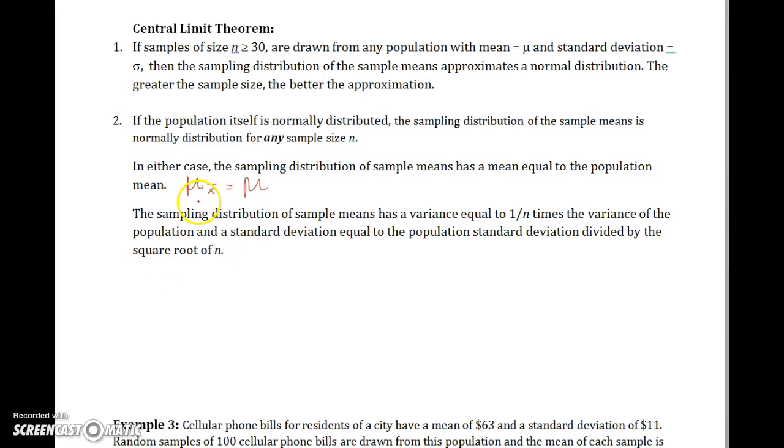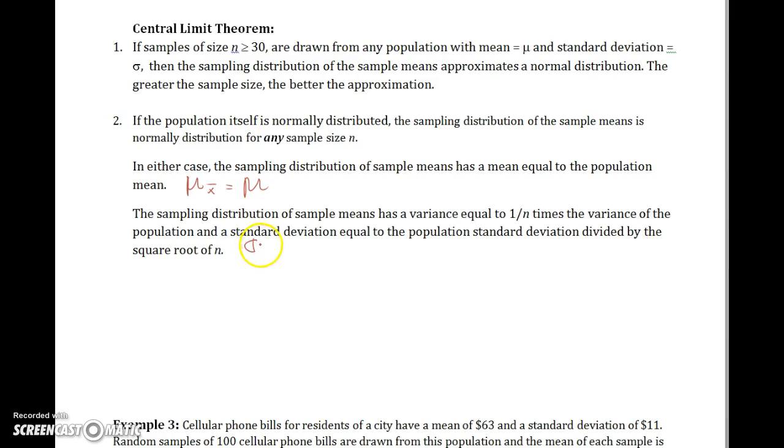Then you also learned from the other one, go ahead and take a moment to read this: the sampling distribution of sample means has a variance equal to 1 over n times the variance of the population, and a standard deviation equal to the population standard deviation divided by the square root of n. That's the same thing that you just did. I know it sounds complicated. Promise, it's really not that bad.